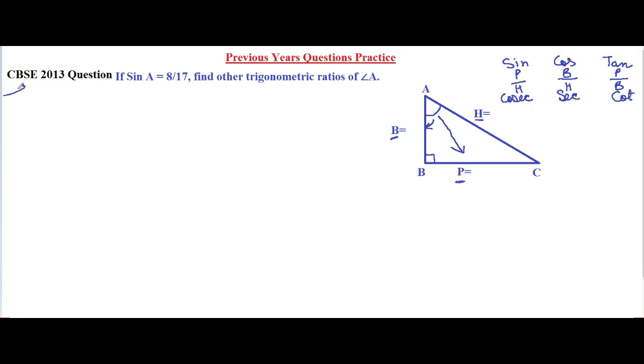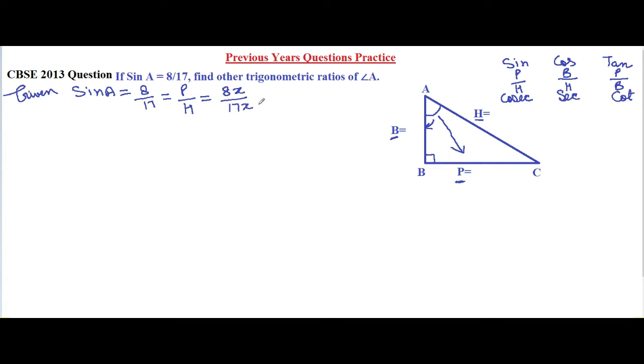So we are given that sine A is equals to 8 upon 17. That means ratio of sine A is 8 upon 17 and sine A is what? It is P upon H. That means perpendicular upon hypotenuse. So basically we are given the ratio of perpendicular upon hypotenuse.